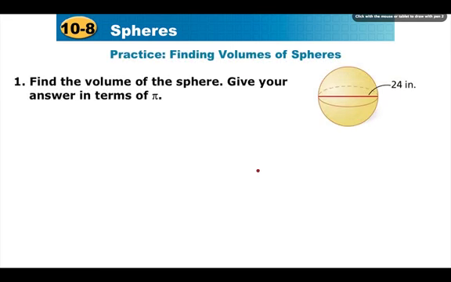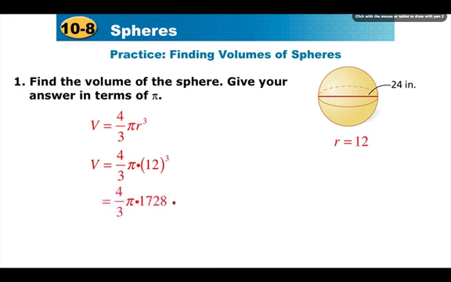Let's apply that formula. Find the volume of the sphere, give your answer in terms of pi. Notice that here they give you the diameter, so the radius is 12. Then this is the formula you can apply. Substitute 12 for r, simplify this, you end up with 1728. You simplify this, you can divide 3 into this number, and you end up with this, and this is your answer in terms of pi. Let's go to the next one, number 2.